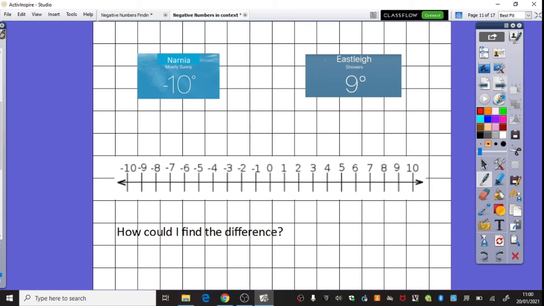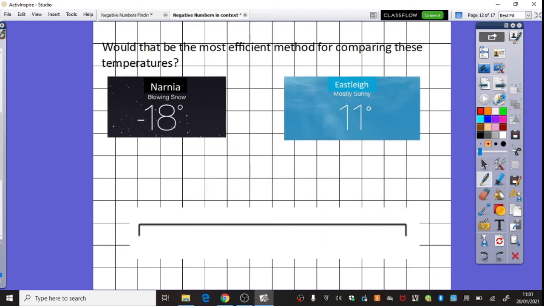So we had a look at finding the difference here. And like I said before, we started on -10 and we needed to find the difference between -10 and 9, and the answer was 19 degrees Celsius. Let's have a look at another one.